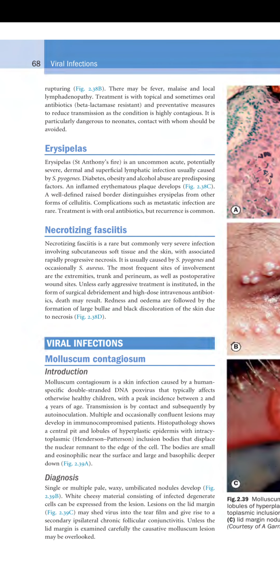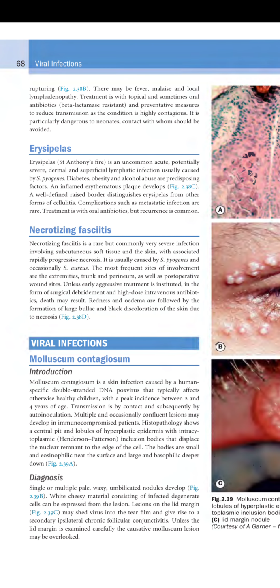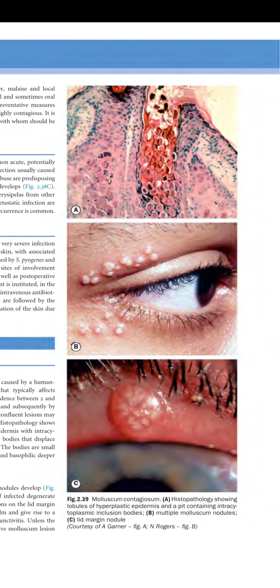Diagnosis: single or multiple pale waxy umbilicated nodules develop. White cheesy material consisting of infected degenerate cells can be expressed from the lesion. Lesions on the lid margins may shed virus into the tear film and may give rise to secondary ipsilateral chronic follicular conjunctivitis. Unless the lid margin is examined carefully, the causative molluscum lesions may be overlooked.